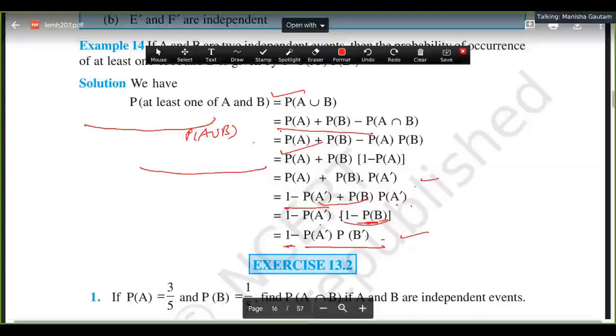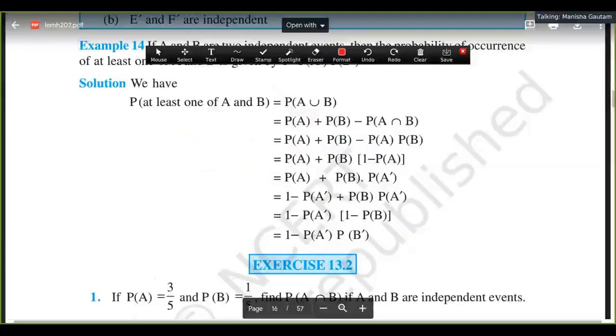Now I have just given the idea of the examples of exercises 13.1 and 13.2 to you. Now you have to try the questions of exercises 13.1 and 13.2. Do the questions. I will send you the PDF of the solutions of 13.1 and 13.2. Do these two exercises. After that, only one concept will be left, that is Bayes theorem. We'll discuss it in the next video.